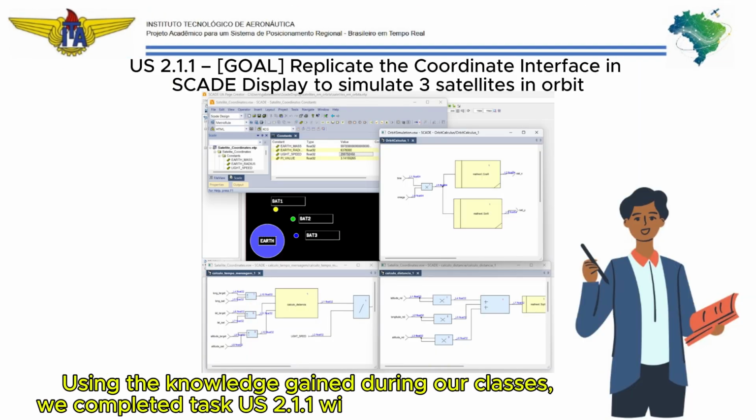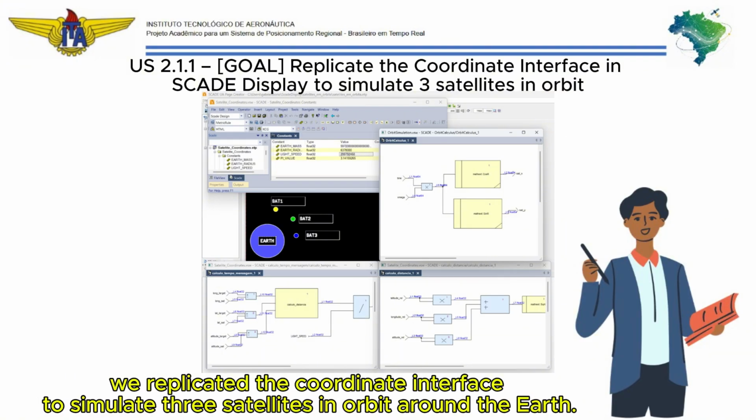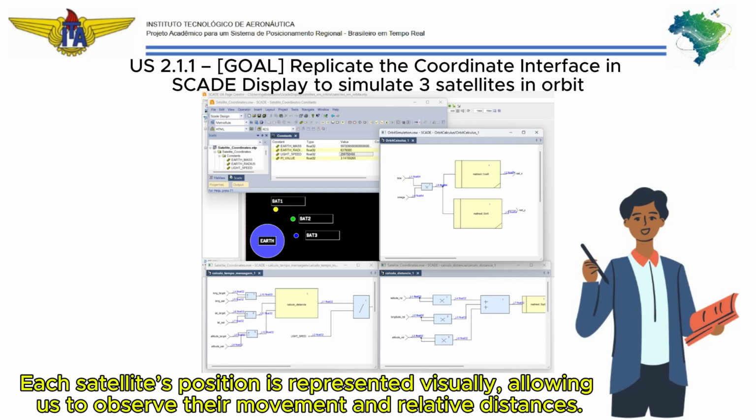Using the knowledge gained during our classes, we completed task US 2.1.1 with the SCADE software. We replicated the coordinate interface to simulate 3 satellites in orbit around the Earth. Each satellite's position is represented visually, allowing us to observe their movement and relative distances.